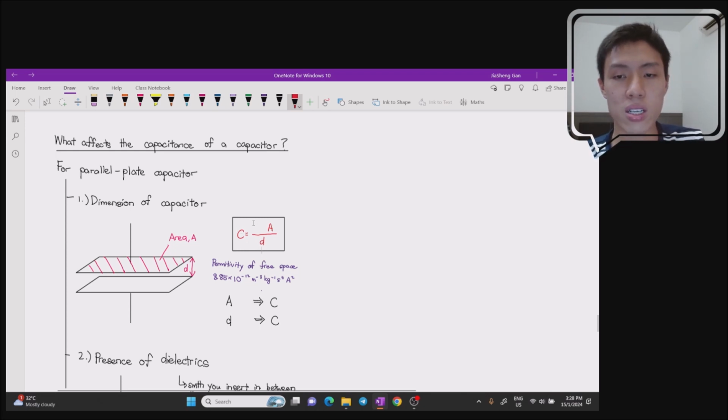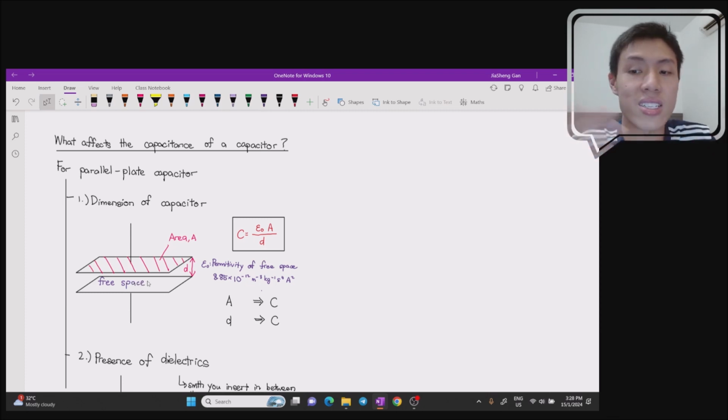Okay, so what's the constant that relates the capacitance, the area, and the distance between the two plates? That constant is epsilon naught, which is called the permittivity of free space. Permittivity is sort of an idea of how well it permits the electric field in between the plates. Because in between the plates here, I'm not putting anything inside, we call this place free space. Right now, currently it's free space.